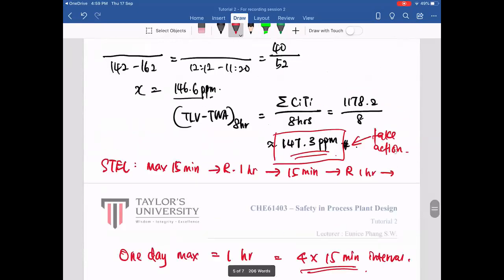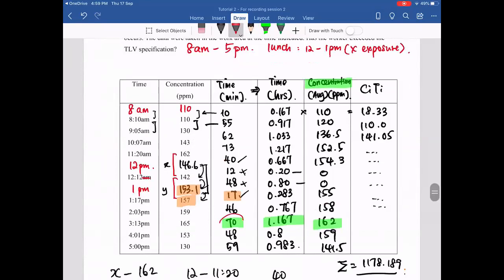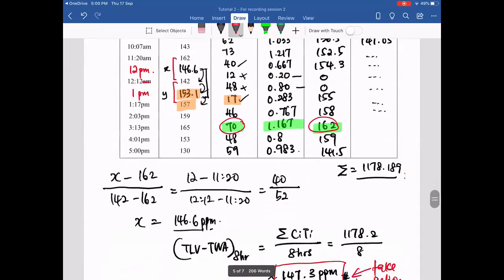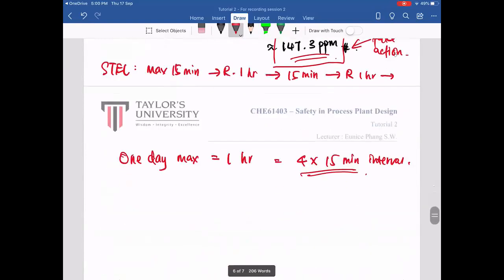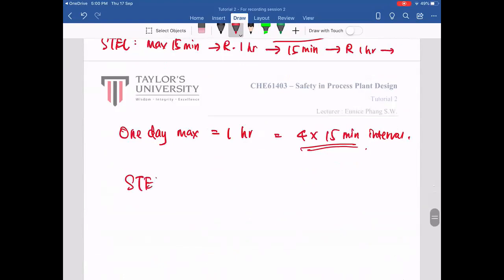But over here, if you look at this data, the operators or the workers are continuously being exposed for 70 minutes. So in this case, this is what we call a non-compliance here. So for STEL level, it is non-compliant.